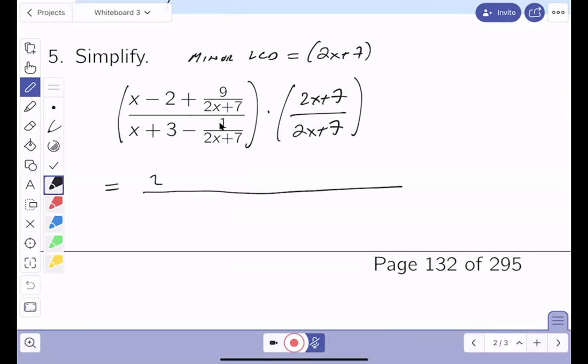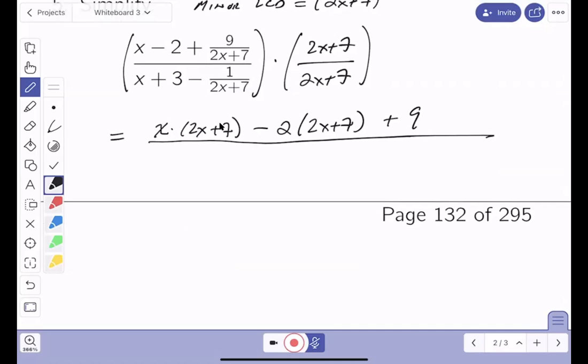Now it's going to be x, the first term, times 2x plus 7, minus 2, that's the second term, times 2x plus 7. The third term is pretty easy, by the way. And why is that? The factor of 2x plus 7 would cancel off, so you get plus 9. We'll simplify that later. My suspicion is it's going to simplify nicely.